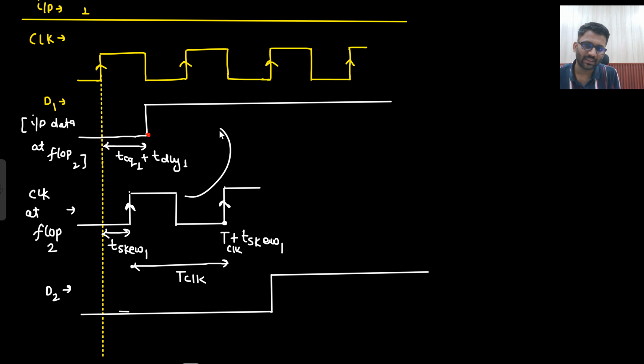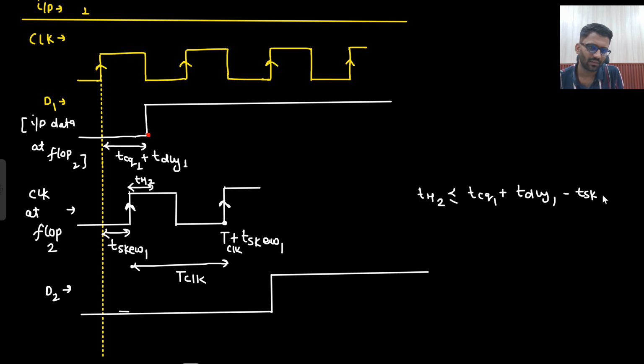Now this clock will sample this data. So what will this edge say? This edge will say that I know that my input is getting changed. So this much only hold margin should be there, right? So my TH2 should be less than what? How much is this margin? TCQ1 plus TDLY1 minus T skew1. There you go. So this is my TH2.